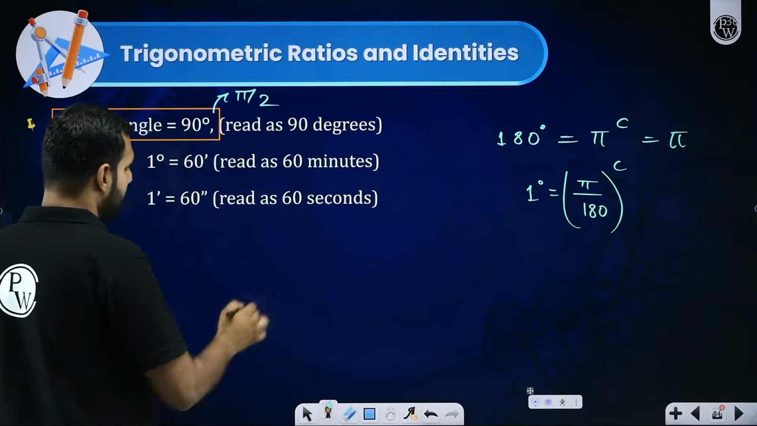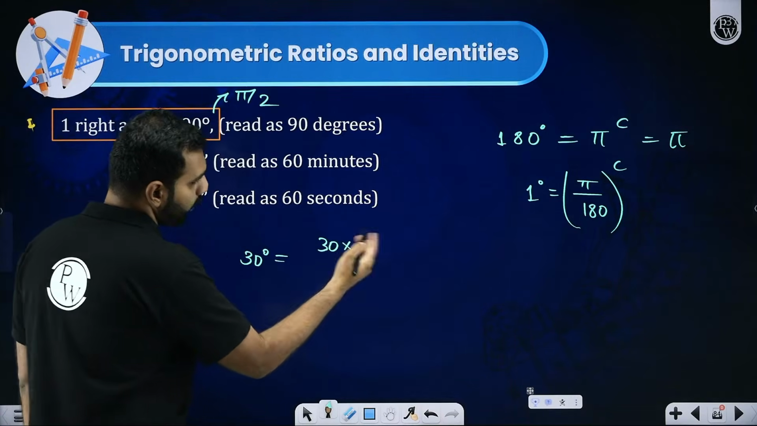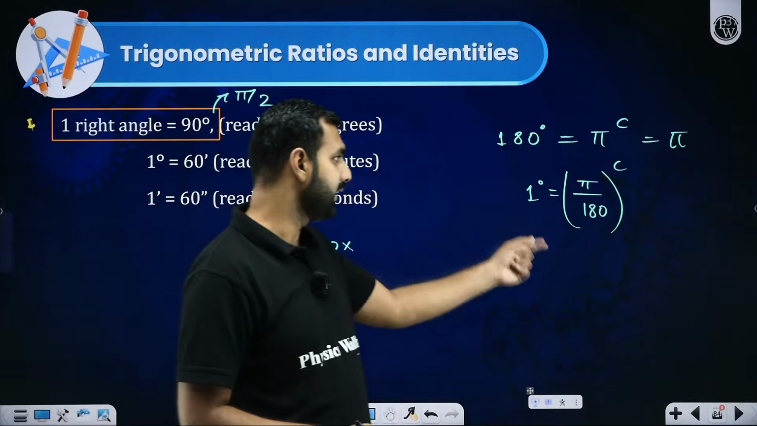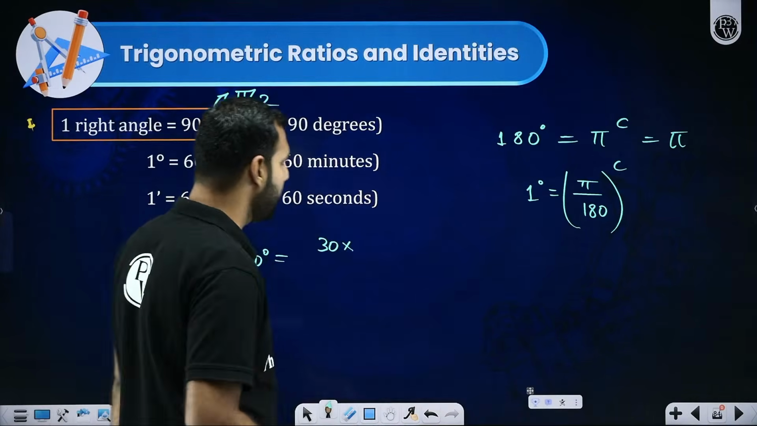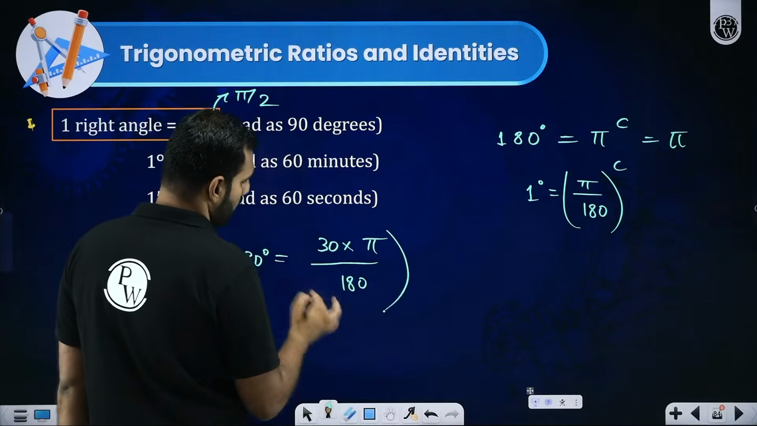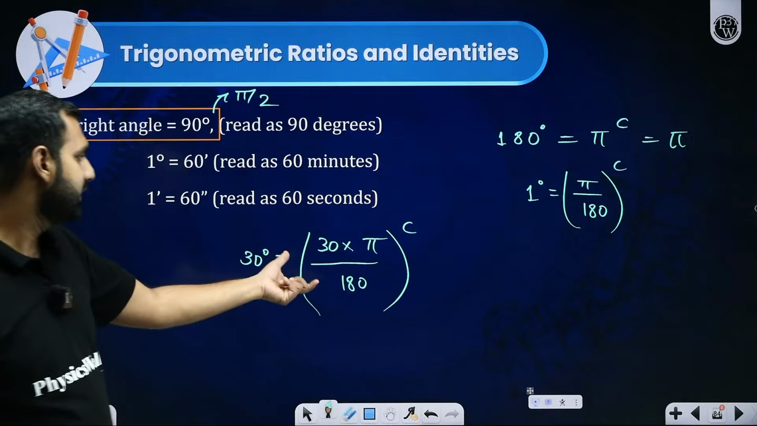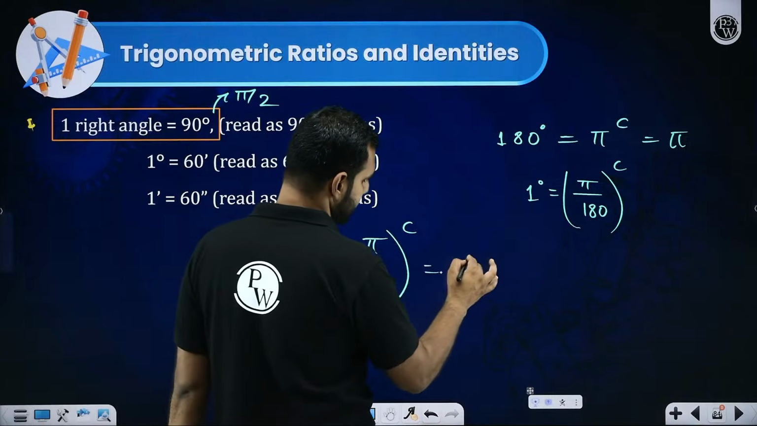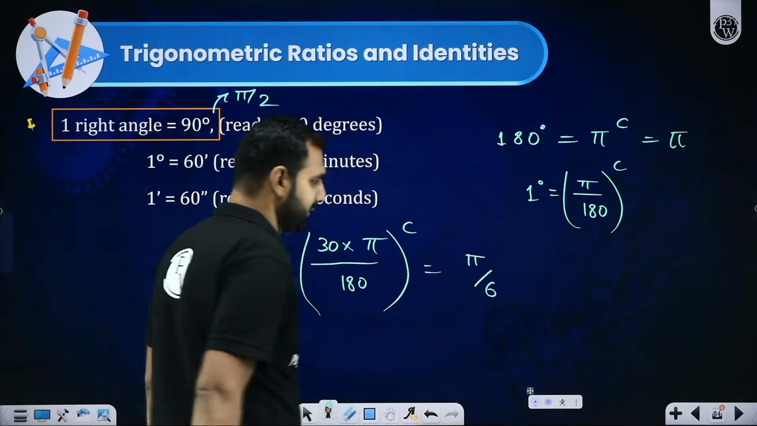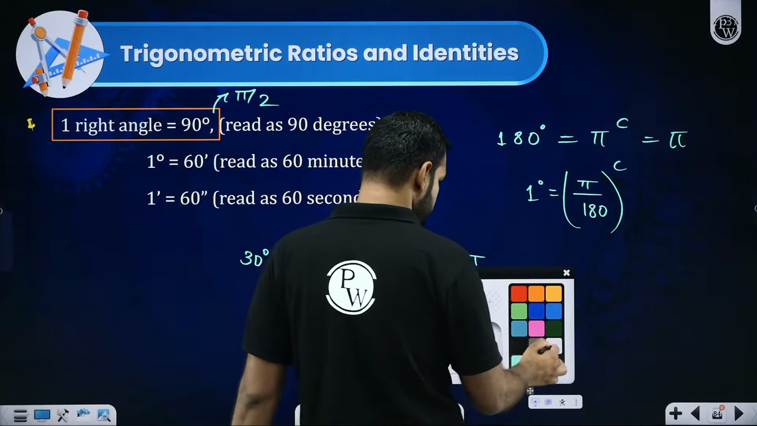So I hope with that, let's say if I ask you 30 degree, what will be your response? You will say 30 into 1 degree. But 1 degree is pi by 180. So in terms of radian, it will be 30 into pi by 180 radian. I hope it is understandable. 30 by 180 is clearly 1 by 6. So 30 degree will be pi by 6. Everybody getting that? I hope so far there is no confusion.